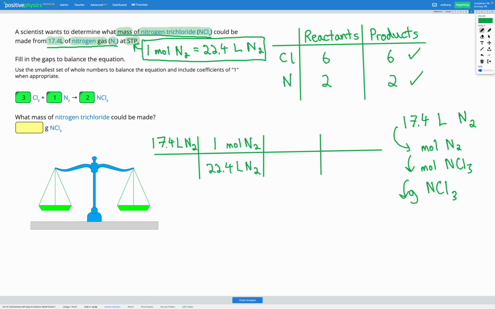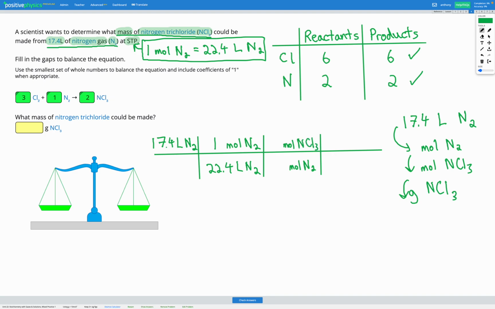So on the top we'll have 1 mole of nitrogen, and on the bottom we'll have that equal to 22.4 litres of nitrogen. Okay, my next step, converting from moles of nitrogen to moles of nitrogen trichloride. So again, since I want to cancel out moles of nitrogen, that's going to go on the bottom of my dimensional analysis table. And I'm trying to get into moles of nitrogen trichloride. So that's going to go on the top.